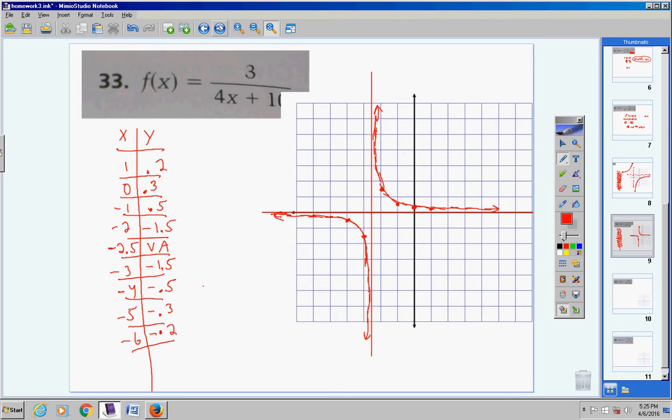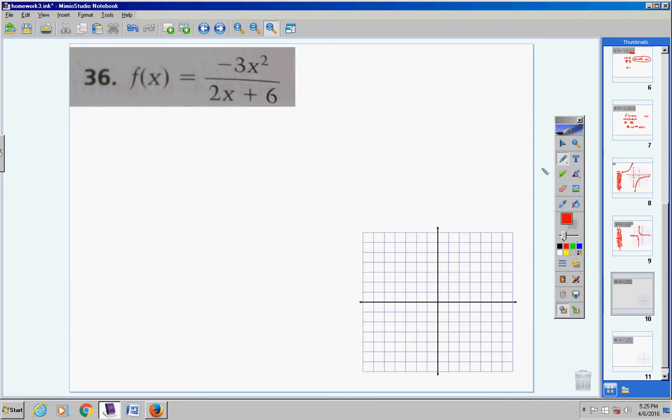Alright, number 36. Here we go. Let's find our vertical and horizontal asymptotes first.